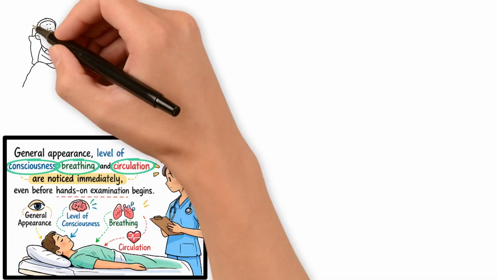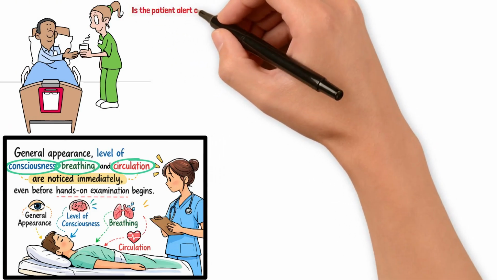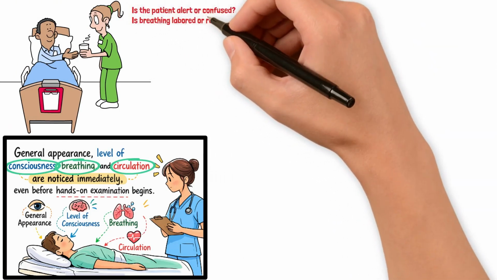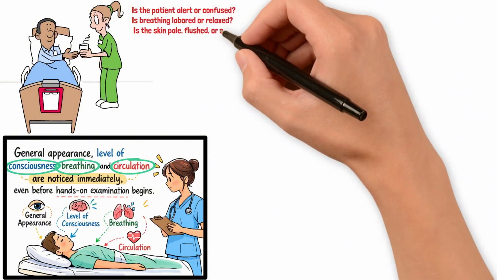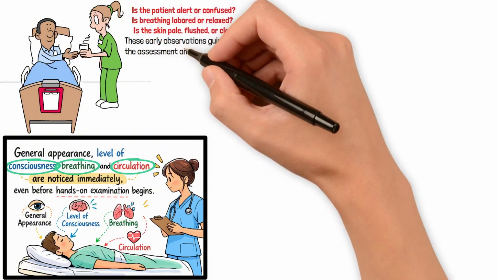At the bedside, nurses start observing the moment they see the patient. Is the patient alert or confused? Is breathing labored or relaxed? Is the skin pale, flushed, or clammy? These early observations guide the rest of the assessment and help prioritize care.